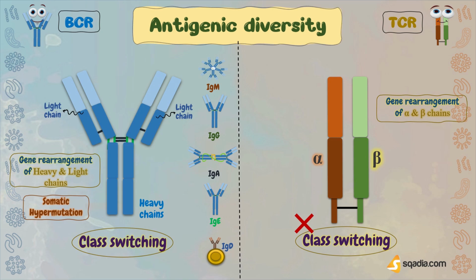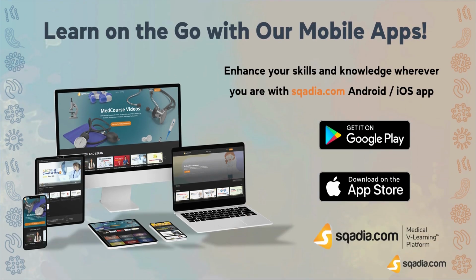But TCRs do not undergo class switching or isotype switching like BCRs. And T cells maintain a constant receptor structure throughout their lifespan. So, this was all about the comparison between the antigenic or genetic diversity of B cell receptors and T cell receptors. You can find out about their detailed characteristics in our other videos at sqadia.com.